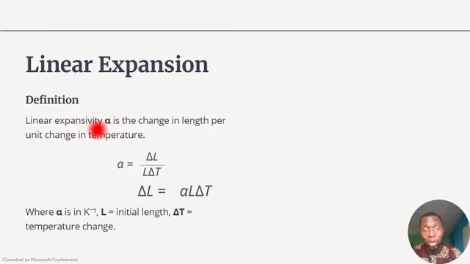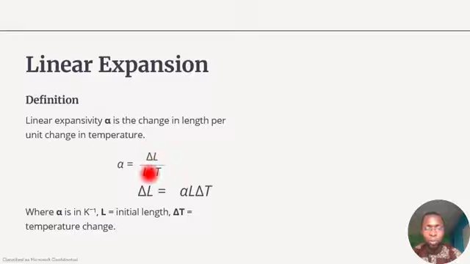Some textbooks call it the coefficient of linear expansivity. It's still the same thing. Either it is called linear expansivity or coefficient of linear expansivity, for whatever case, this symbol remains the same. For linear expansivity, we use this symbol. So what is linear expansivity? It is the change in length per unit change in temperature.